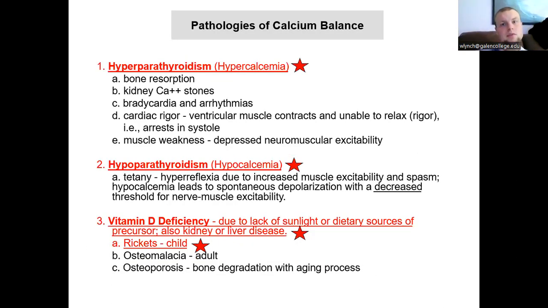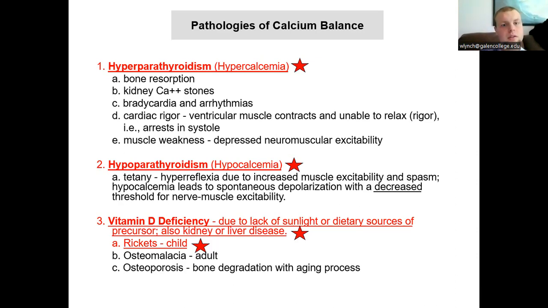All right, pathologies of calcium balance. Hyperparathyroidism, this is also known as hypercalcemia. This is where we have too much parathyroid hormone being made, so we have bone resorption to an excess degree. We can also get calcium stones in the kidney. It can lead to muscle weakness, excessive loss of calcium, and cardiac rigor, which means ventricular muscle contractions are enhanced and frequency is too much. So we lead to the inability to relax, which is also known as rigor.